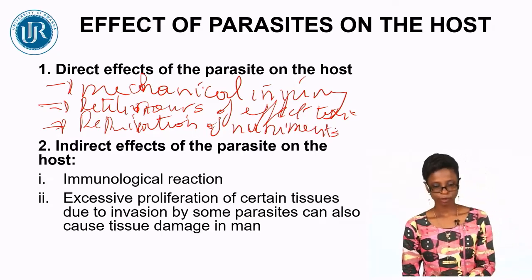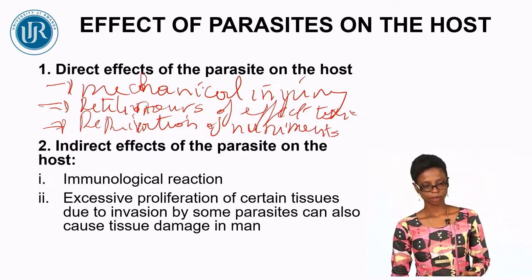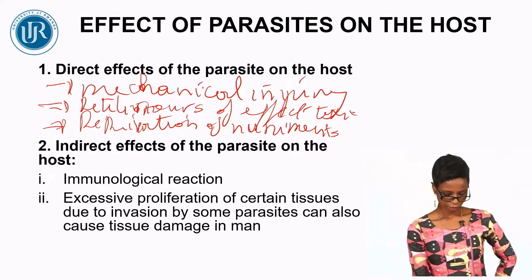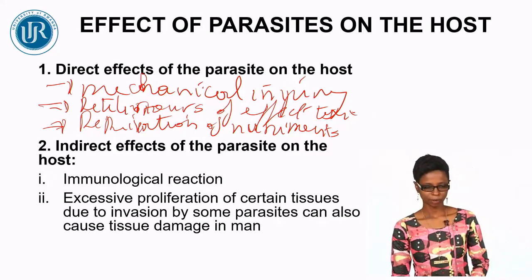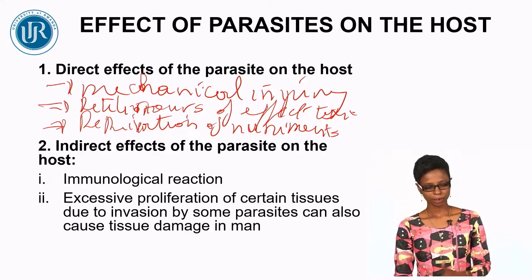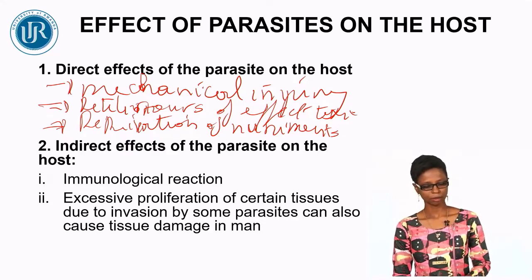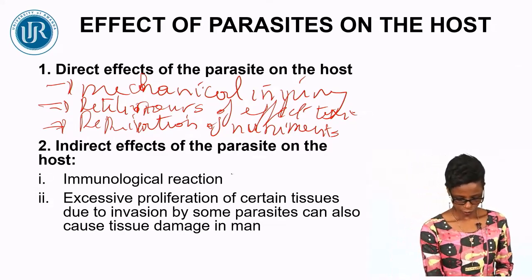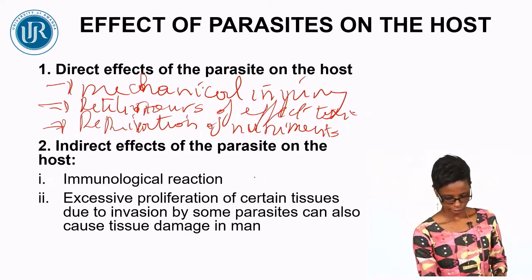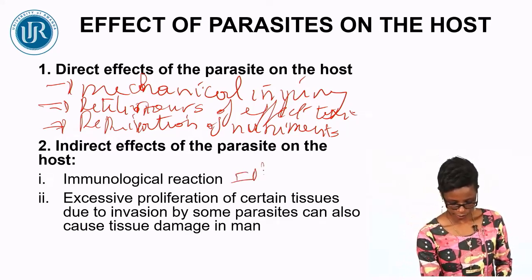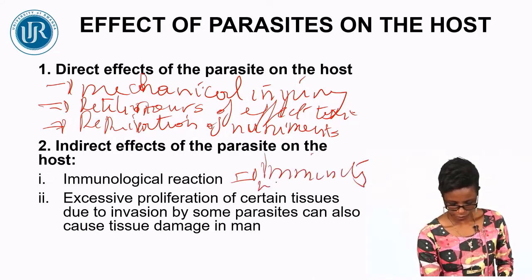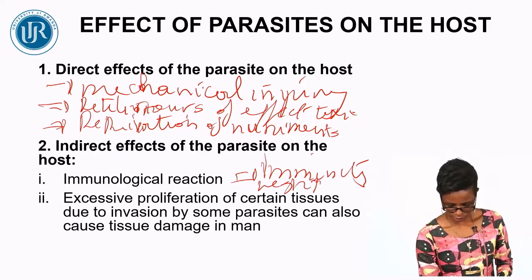The privation of nutriment or fluid means the parasite will also take the nutriment and even all foods and all fluids from the host. For the indirect effect, you have to talk about the immunological reaction: when the parasite enters into the host, the immunity will also react to the presence of that parasite. Here you have to understand the human resistance to the parasite.